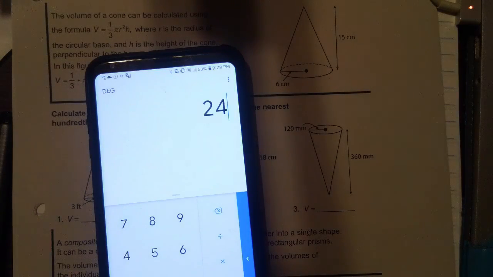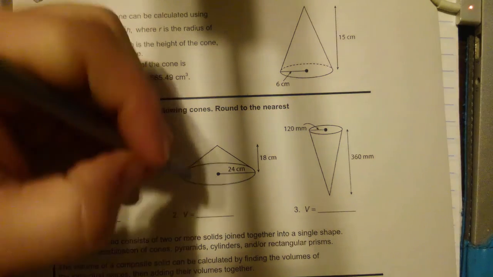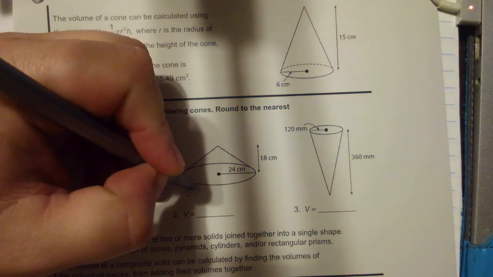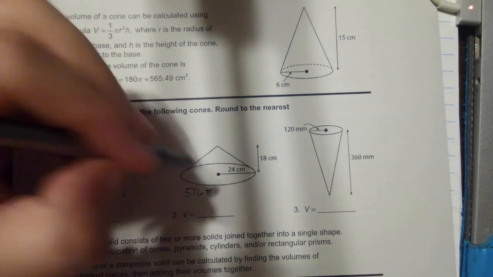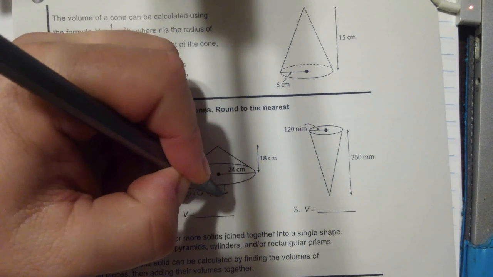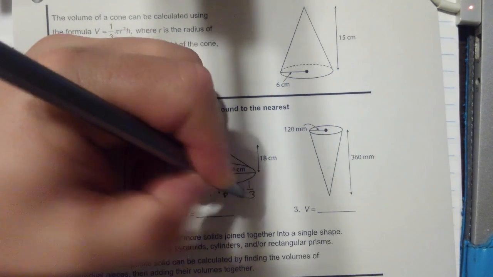24 times 24, 576. Cool. So I'm going to say 576 pi. So that's the area of the base. And I want to multiply it by the height, which is 18, and I'm going to divide it by 3.